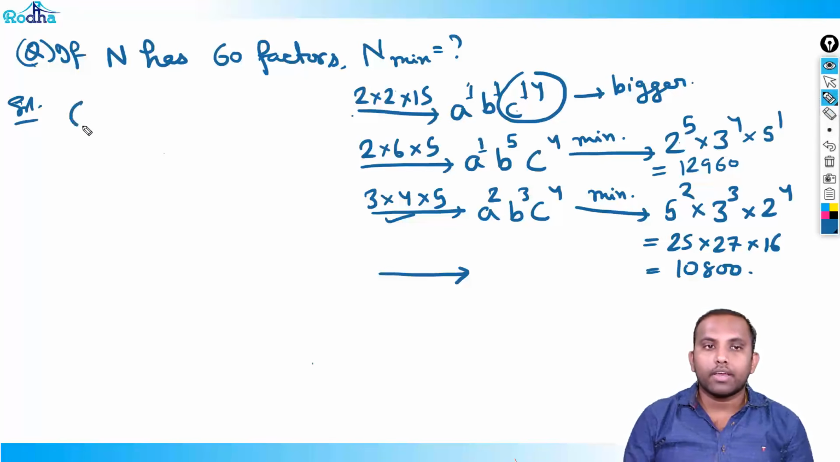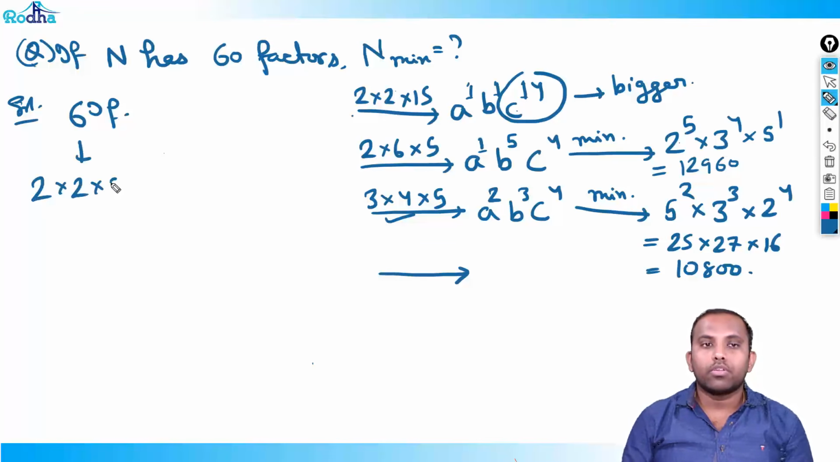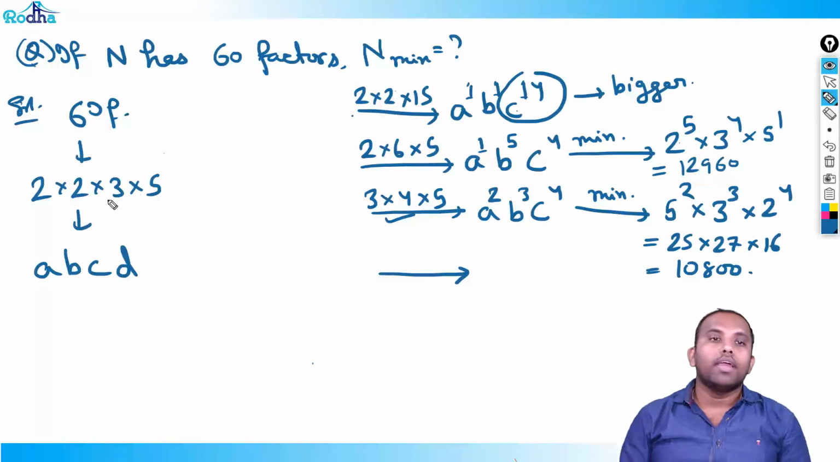So let me write 60 as 2 into 2 into 3 into 5. What is the number form here? A, B, C, D, because I am splitting into 4 terms. So I am expected to write n in terms of 4 prime bases. A has factor 2, so power 1. B has factor 2, so power 1. C has factor 3, so power 2. D has factor 5, so power 4.